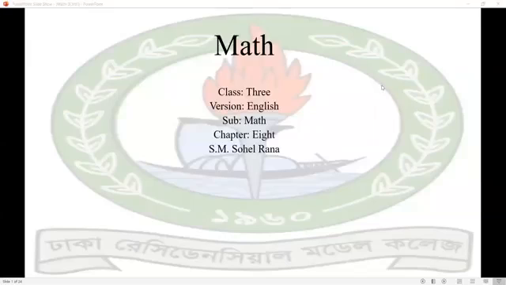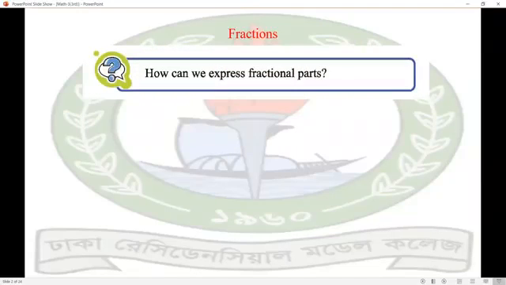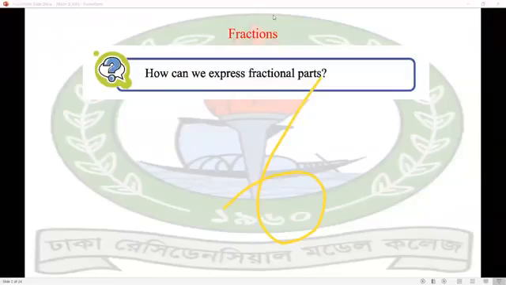Today we will discuss chapter 8. In this chapter, we will discuss fractions. How can we express a fractional part with each other? We will discuss how we can express the fractional parts. We will discuss it first. So let's go.